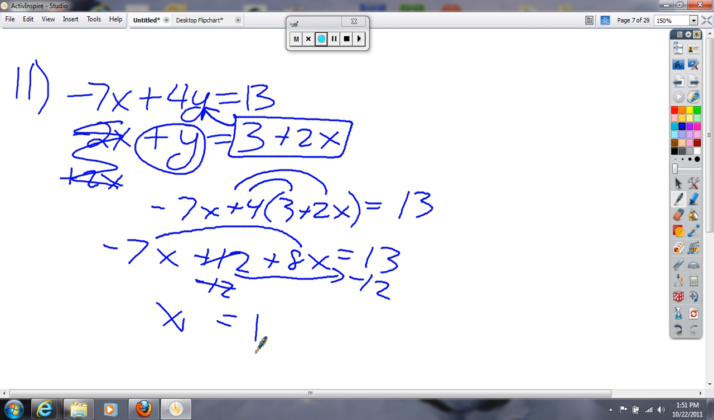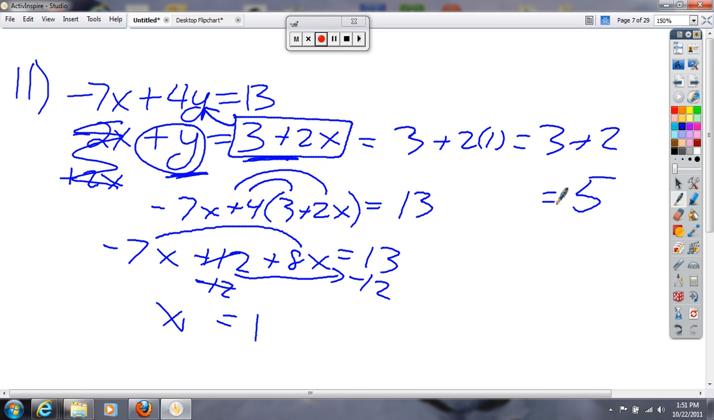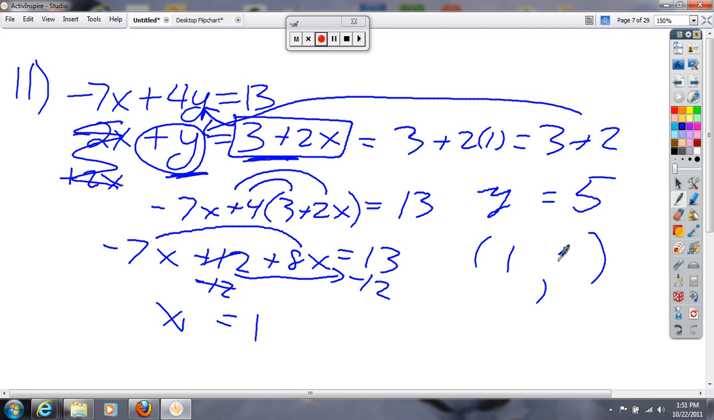Now I'm going to go back up to my box where y equals the box, and I'm going to recopy it and change x to be 1. So it's 3 plus 2 times 1, which is 3 plus 2, which is 5. And that again is equal to y. Y is 5. So my answer is, parentheses, comma, x is first, that's 1. Y is second, that's 5. And I have my answer.